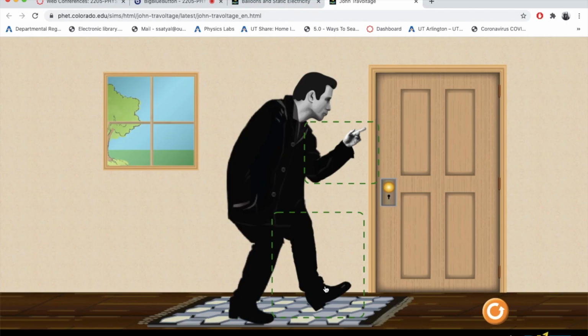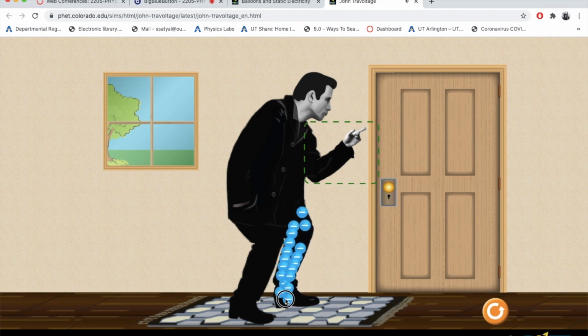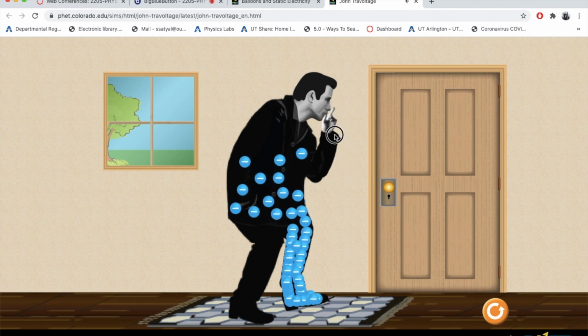Here, John Travolta's simulation asks you to explain what happens when you rub his feet against the carpet. You see the foot here is grabbing all the electrons from the carpet while rubbing it against the floor. And here you can move his hand towards the doorknob and away from the doorknob.